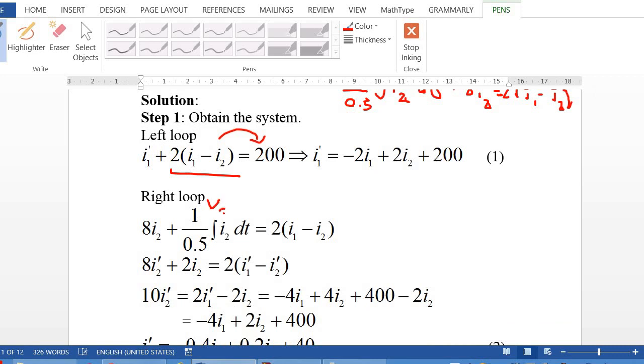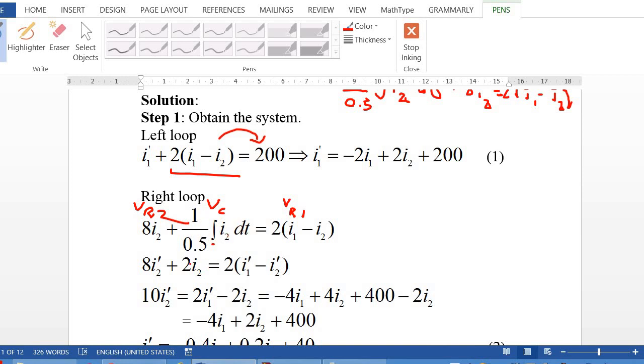This is VC. This is VR2, and this is equal to VR1. To eliminate the integral of I2 dt, we differentiate both hand sides. So 8 I2 will become 8 di2/dt, or I2 prime. Differentiating the integral of I2 dt will become only I2.